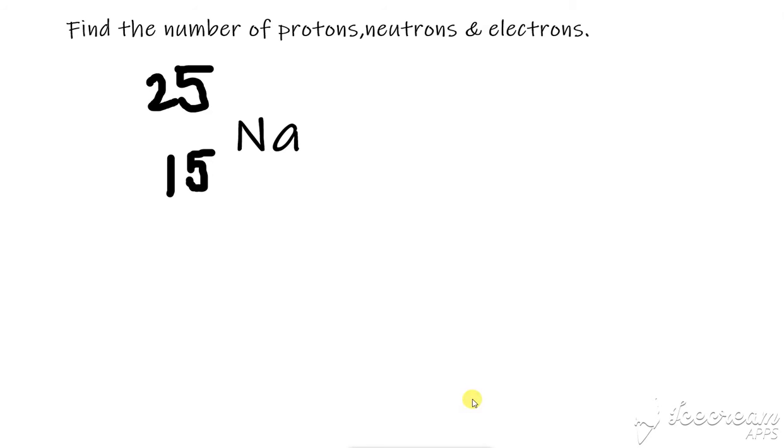Today is chemistry exam. No! What is this question about? I don't understand anything. How can I find the number of protons, neutrons, and electrons from this Na 25 and 15? Oh no! Do you think like that?